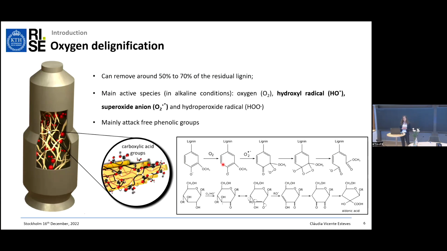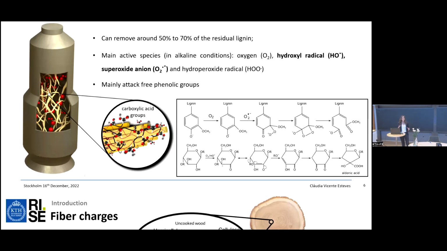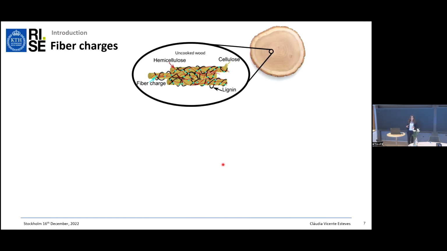And these carboxylic acid groups, also known as fiber charges, will give very special properties to our final products. And let me try to explain how the fiber charge changes from the wood that we have in our forest through the processes that I just showed you. So in native wood, we have a lot of fiber charges, and the fiber charges you can see here are the blue dots, mainly in hemicellulose, in the xylans.